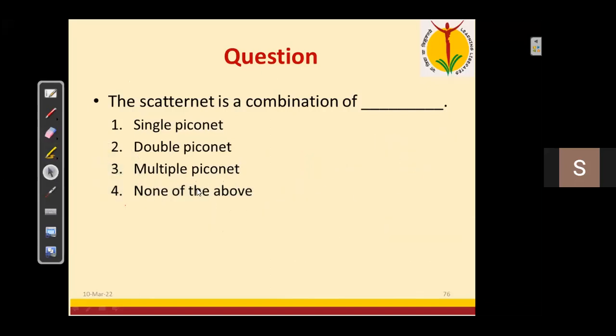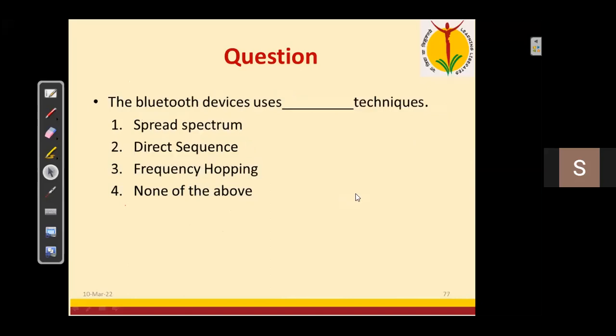Okay, the answer is multiple piconet. Okay, the Bluetooth device uses which techniques? Okay, it is not possible for you to unmute yourself, but you can give the answer on your own. There is the frequency hopping technique.